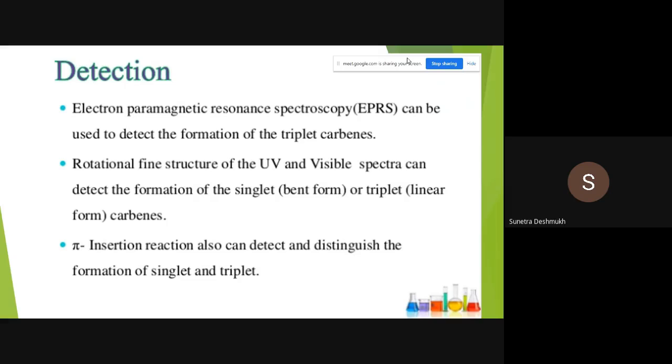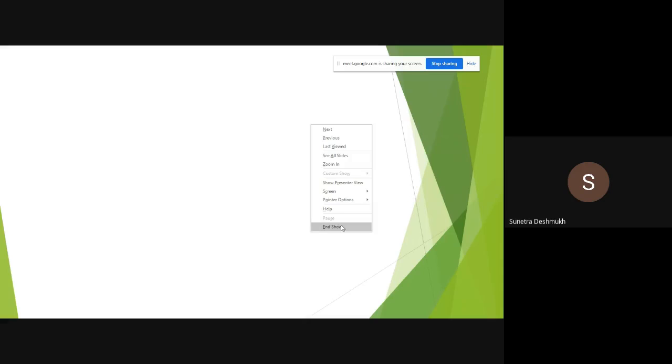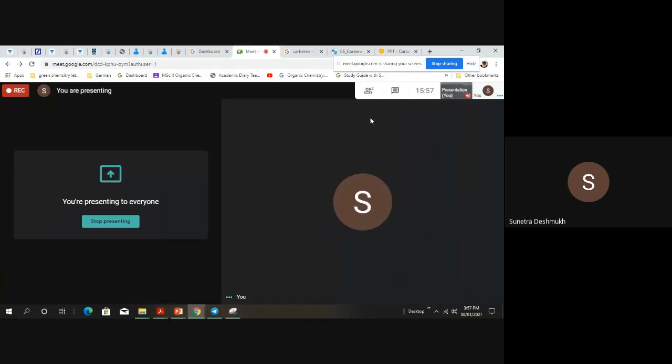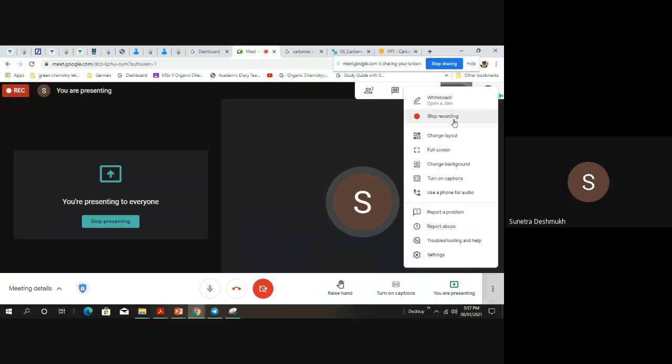Detection: how do we detect carbene? Like free radicals, which we detect by ESR spectroscopy, electron spin resonance spectroscopy can be used to detect the formation of triplet carbene. Rotational fine structure of the UV and visible spectra detects the formation of singlet or triplet carbenes. Reactions can also detect and distinguish the formation of singlet and triplet carbene. Next, the different reactions involved in carbene synthesis, that PDF file I will provide you for your further study.